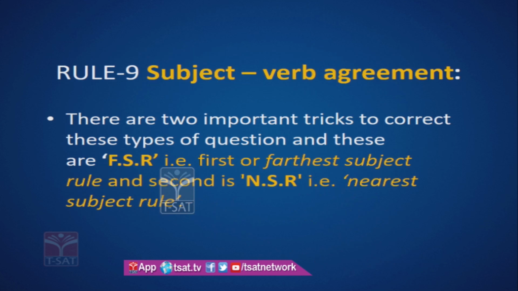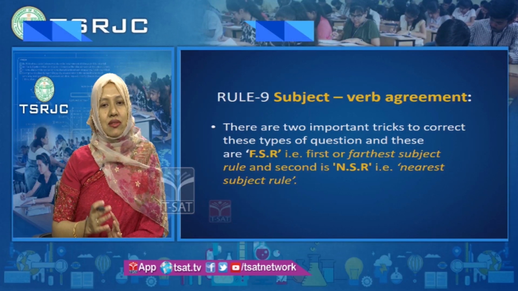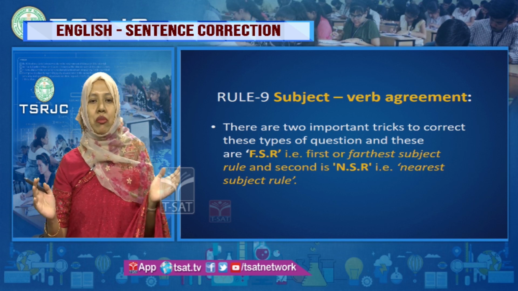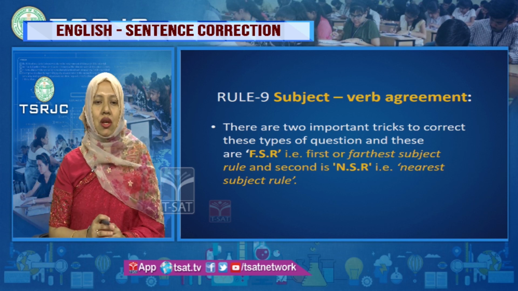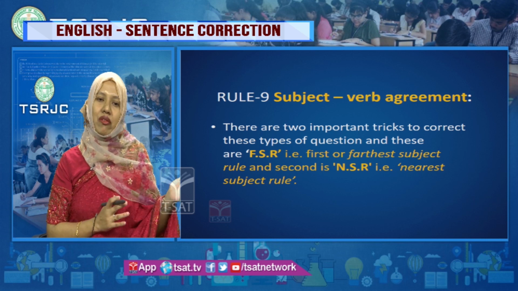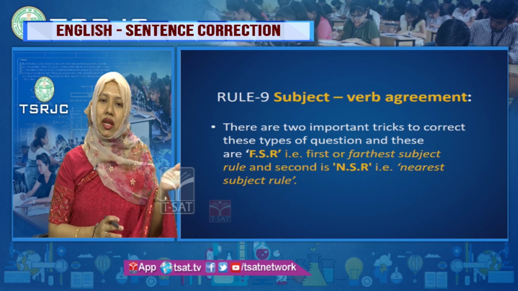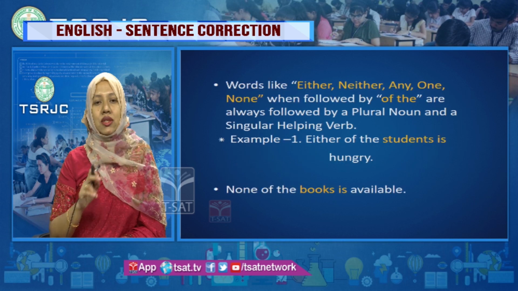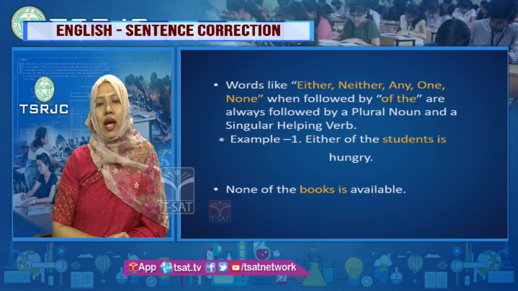Next rule, rule number 9. There are two important tricks to correct these types of questions. We have the farthest subject rule and the nearest subject rule. Sometimes there may be more than one subject, two subjects. One is very close to the verb, one is very far from it. If it is in the beginning of the sentence, it is called the farthest subject. If it is near the verb, it is called the nearest subject. Now what is this rule? Let me explain with the help of an example.